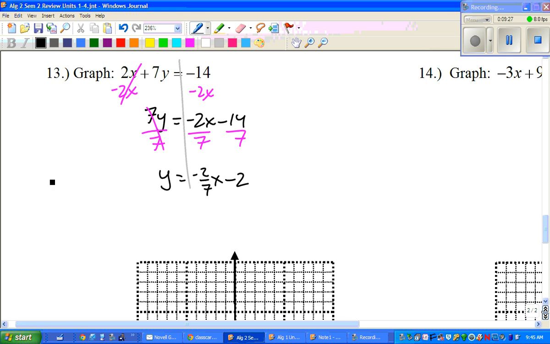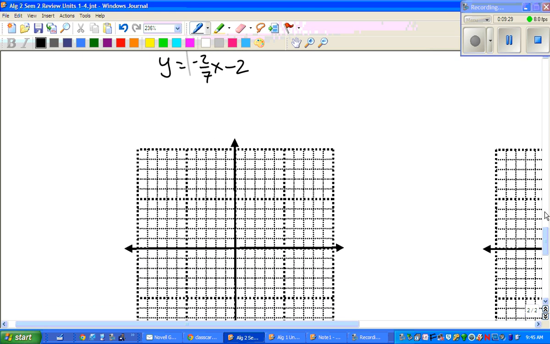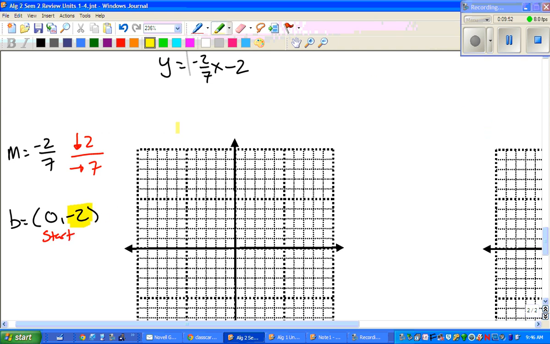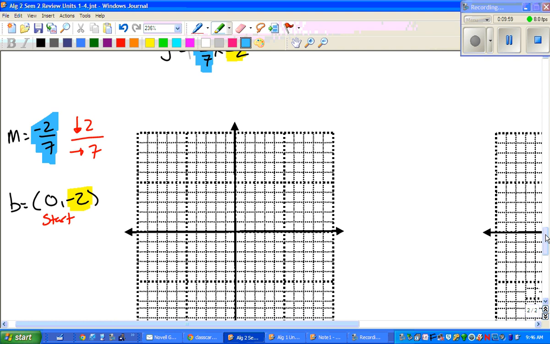Okay? So the two things that we need from this are, one, our slope, which is negative 2 over 7. And that tells us that we have to go down 2 and then to the right 7. And the next thing we need is the b, which is (0, -2). And the reason that's important is because that's where we start. Okay? We get the negative 2 from there, and that's where we get the slope from.